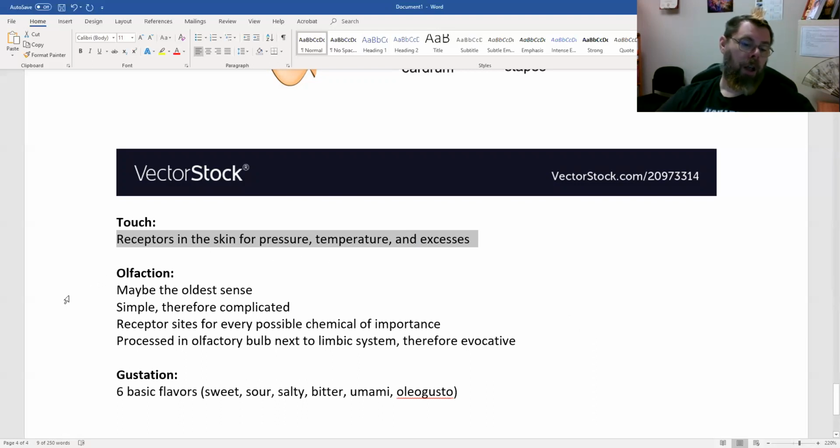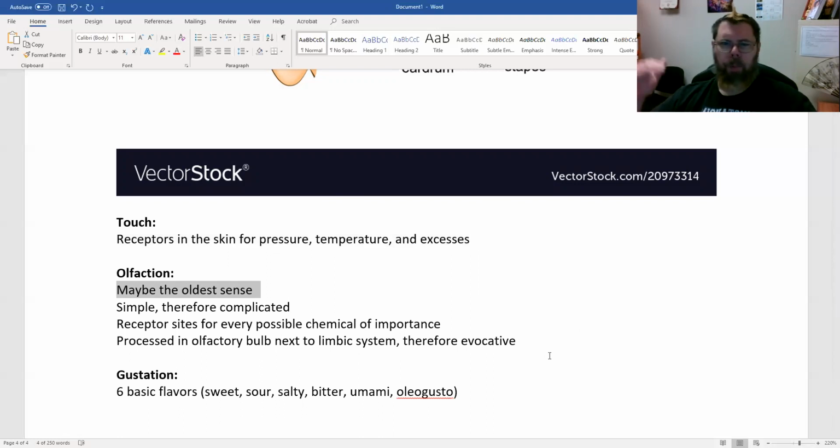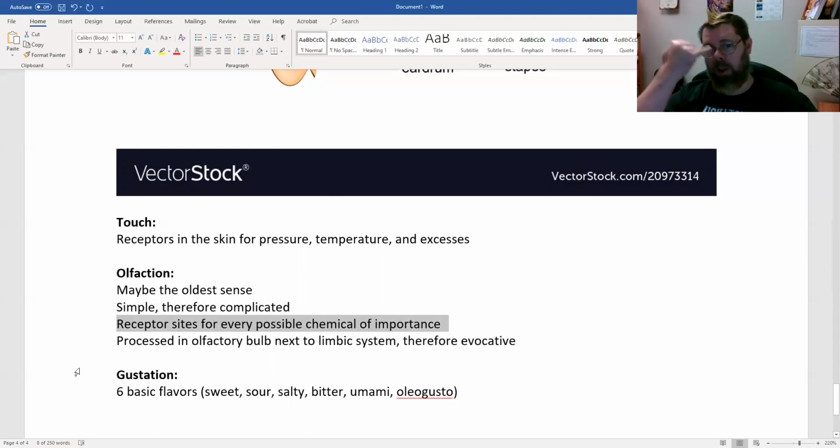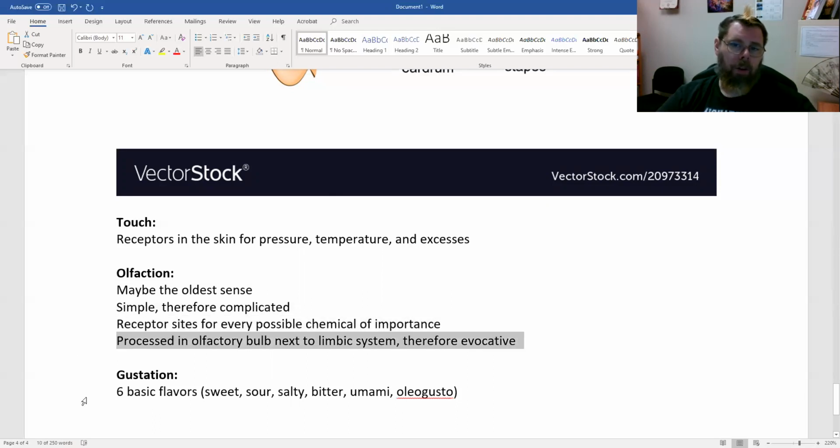And then olfaction, maybe the oldest sense, the chemical sense. It's really simple. There's no stepping up or stepping down or mixing things or anything like that. And therefore, it's quite complicated. There's no simplification measure in here. Basically, you just have a receptor site in your nasal cavity for any chemical that could be of importance to us as an organism. You know, tens of thousands of different kinds of receptor sites for different kinds of chemicals. And this is processed in the olfactory bulb.